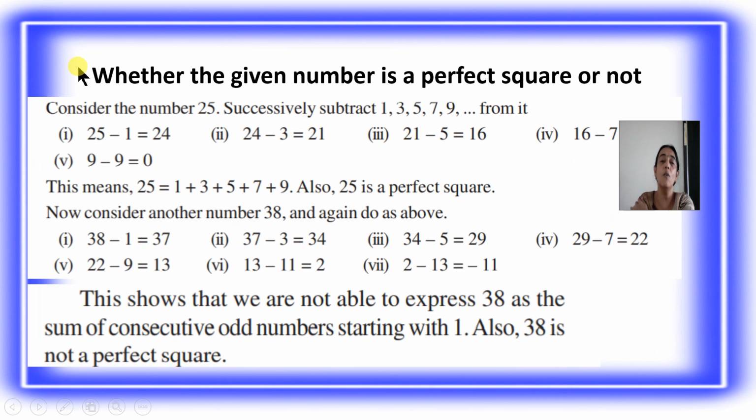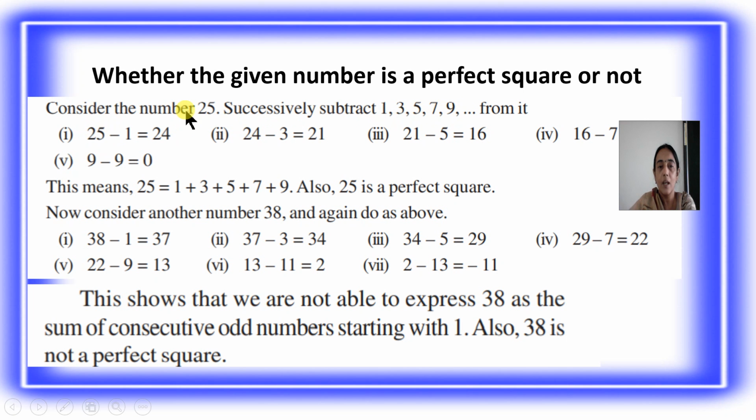Now, on the basis of this, how to find out whether the given number is a perfect square or not. Now, on the basis of the sum of the odd numbers, let us find out whether the given number is a perfect square or not. Let's consider 25. So, what we will do is, we will subtract successively 1, 3, 5, 7 and 9. How? You didn't get it? When we solve stepwise, you will understand.